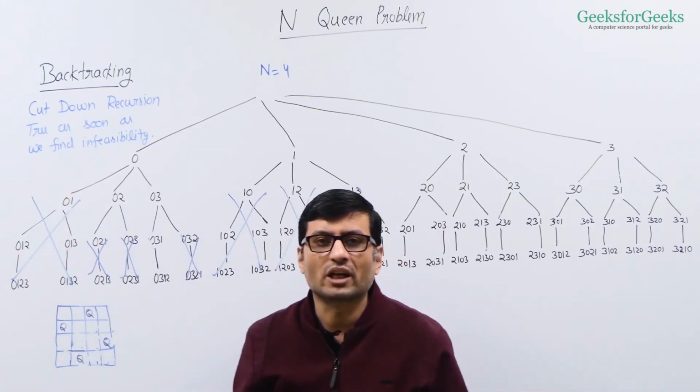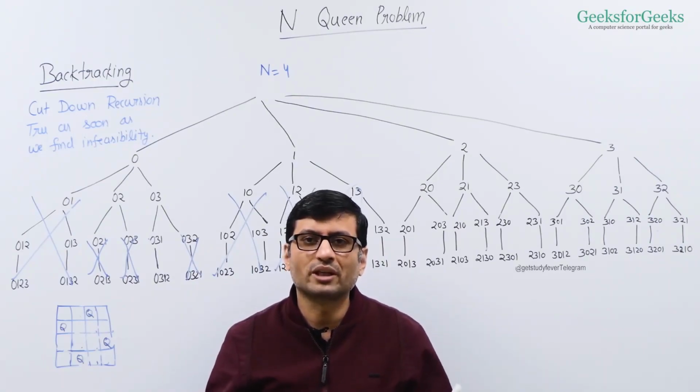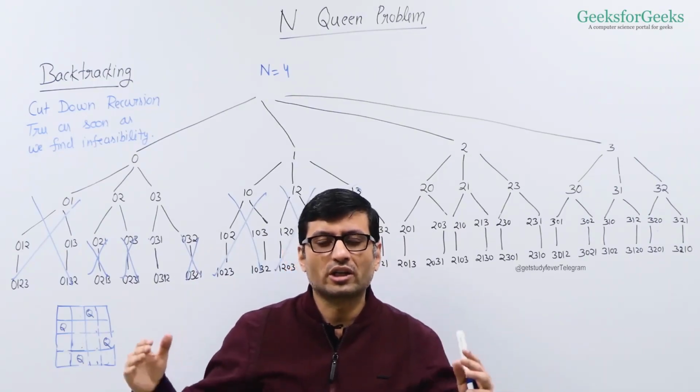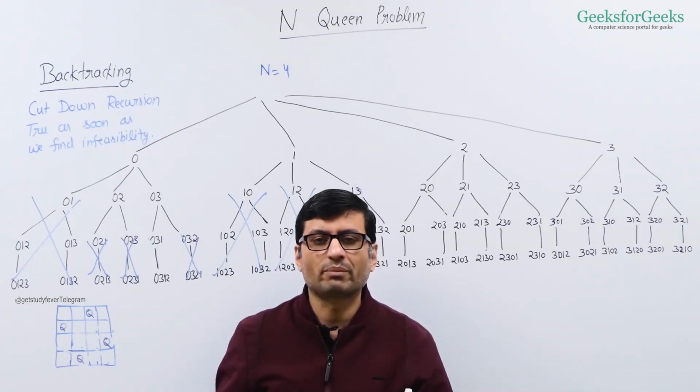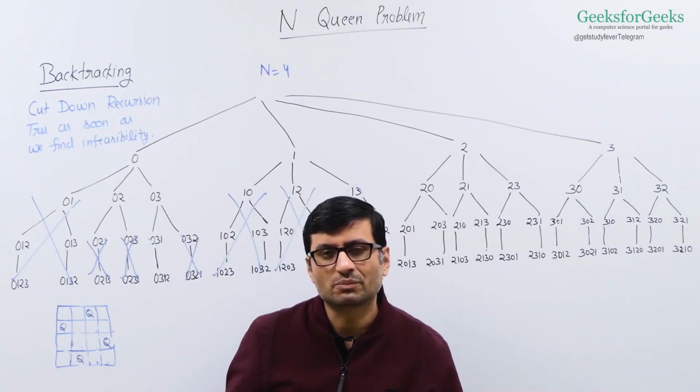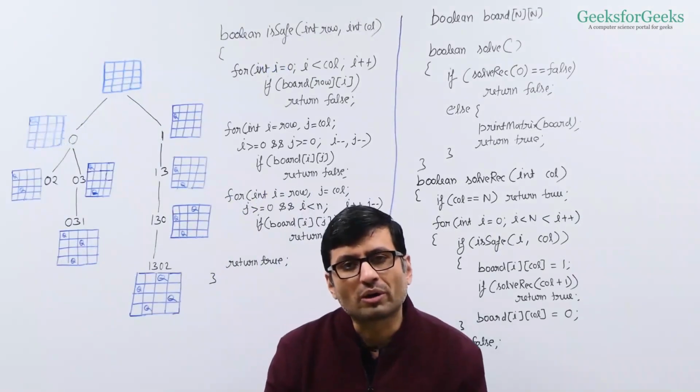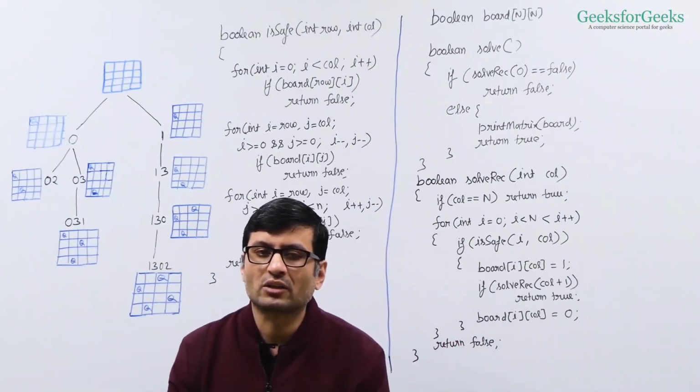And you can imagine what will happen when n is a big number, for example, n is 8 or 16. You're going to cut down bigger recursion trees, and backtracking is going to save time in this particular solution. Let us now talk about the implementation of the backtracking algorithm.